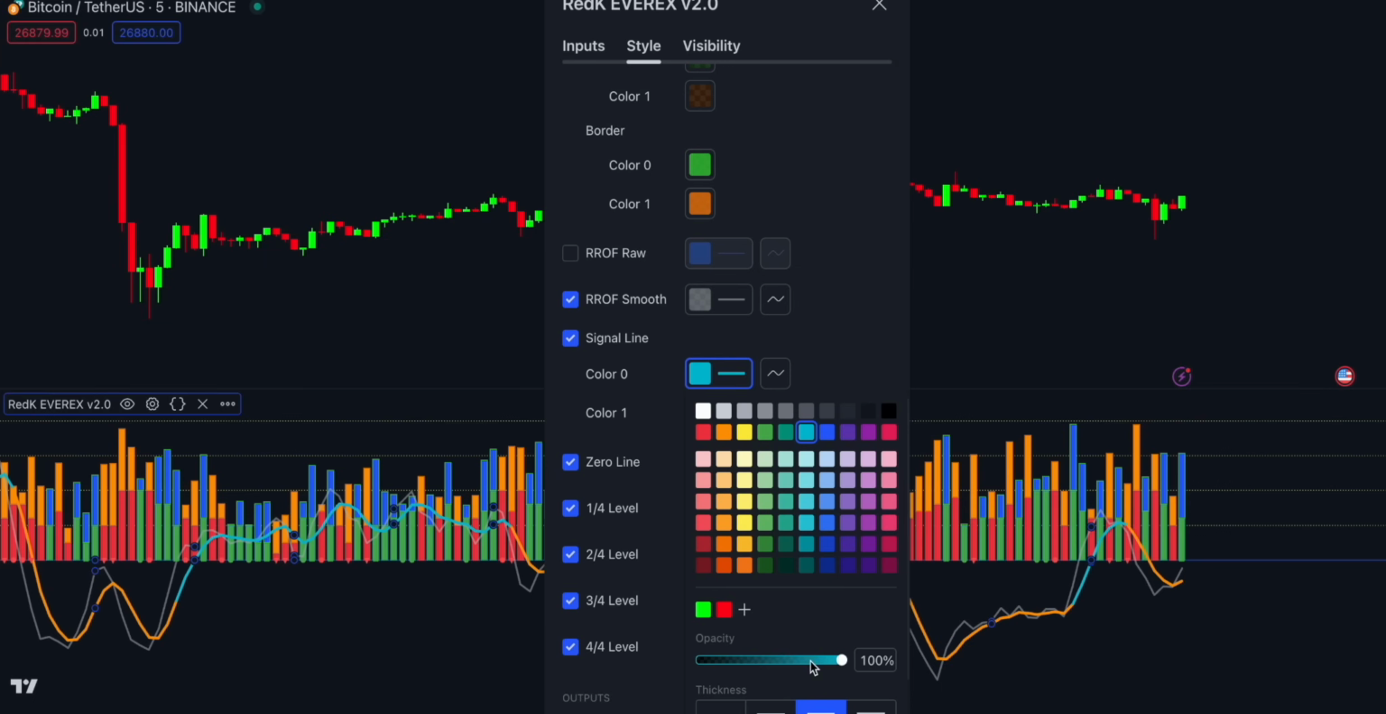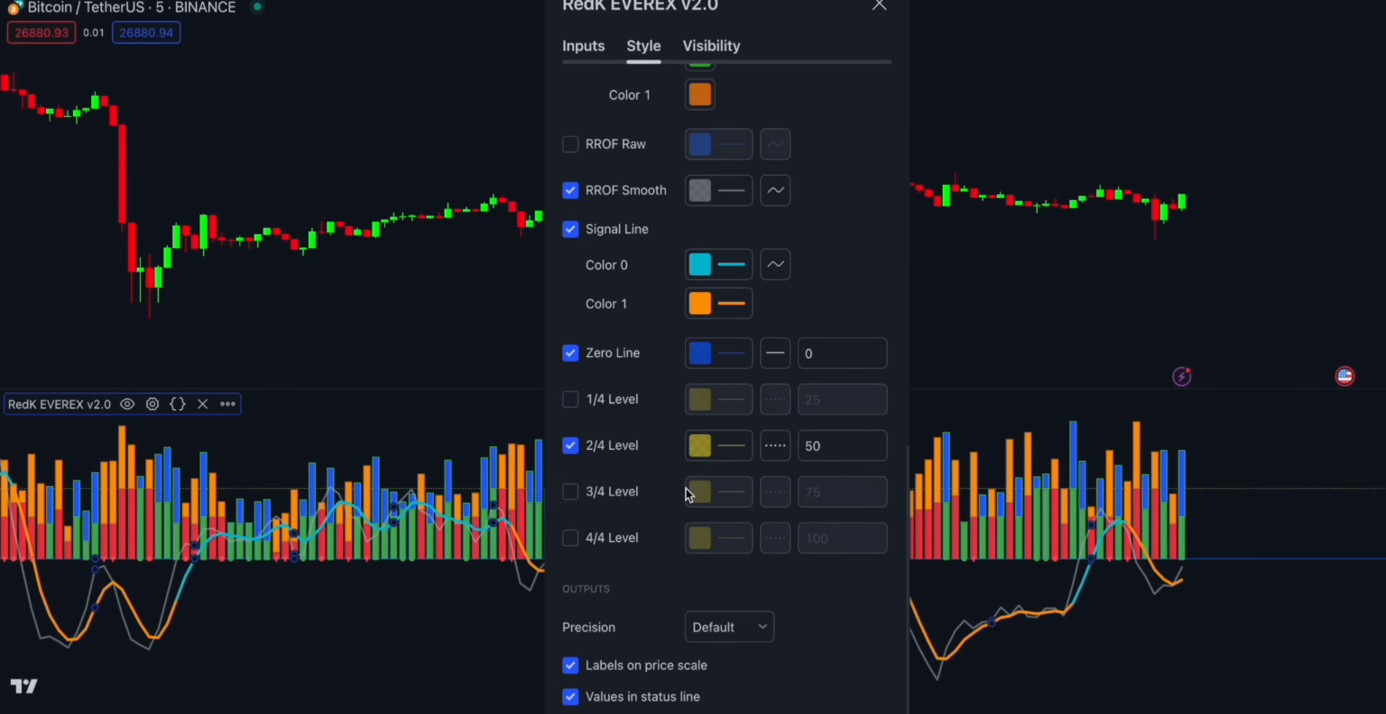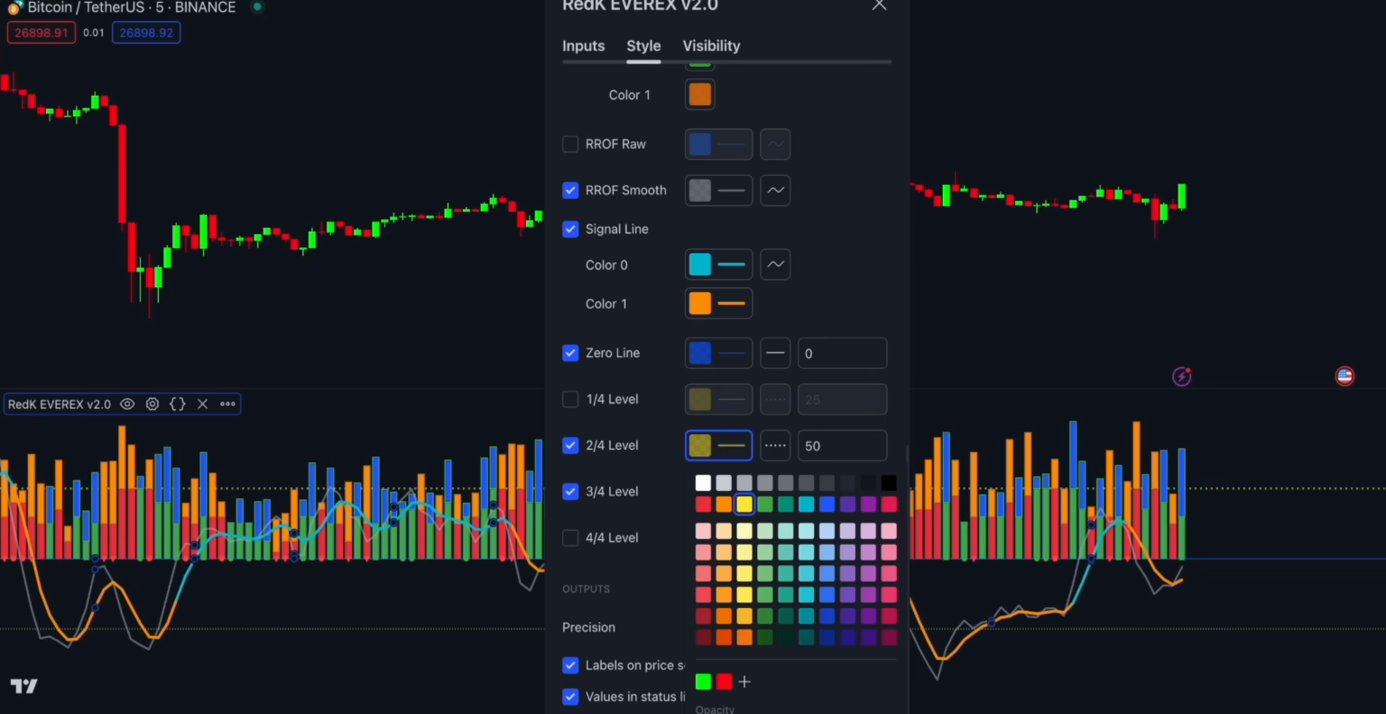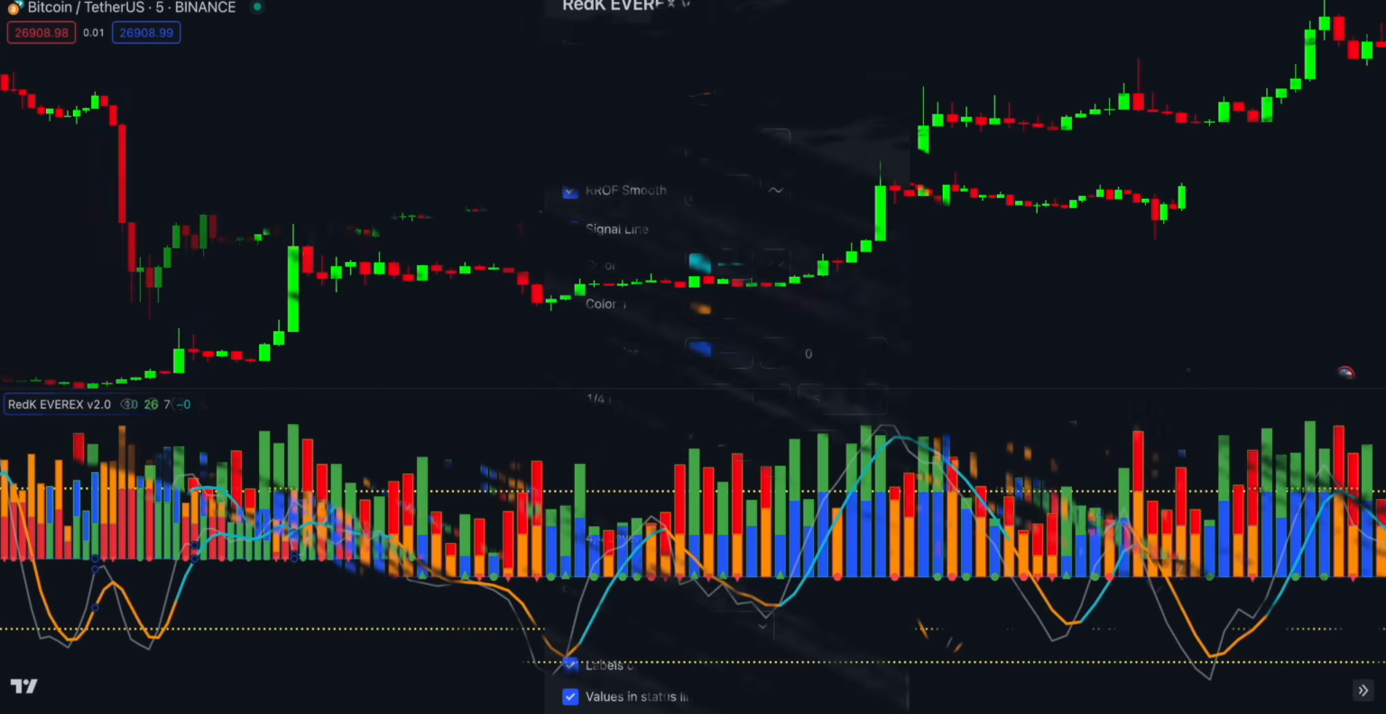Once you're done, scroll all the way down to the levels. Leave only two of them, 50 and -50. Alright, now let's move on to the buy and sell signals.